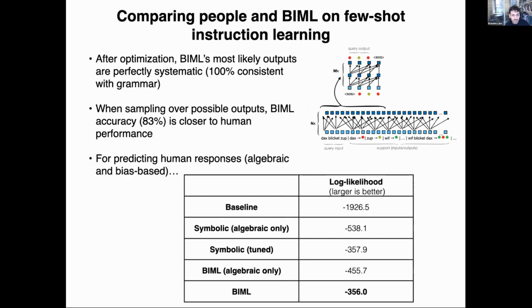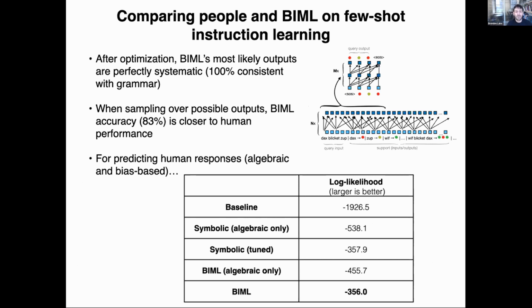So how do people and BIML compare? After optimization, BIML's most likely outputs are perfectly systematic on the same test as people. So if you pick the most likely output sequence, it's 100% consistent with the grammar. When you sample over possible outputs rather than the most likely, the accuracy is 83%, which is closer to the human performance. So it has some variability in how systematic it can be.